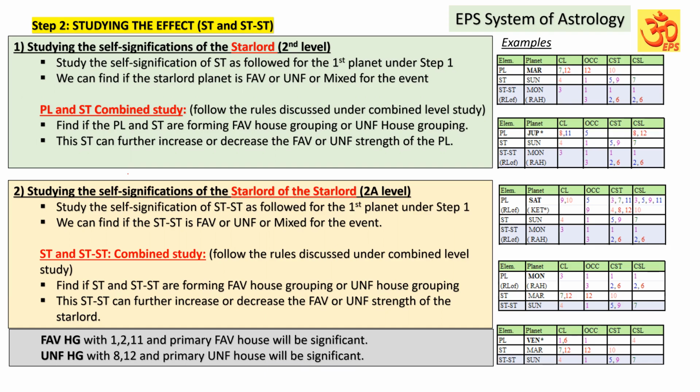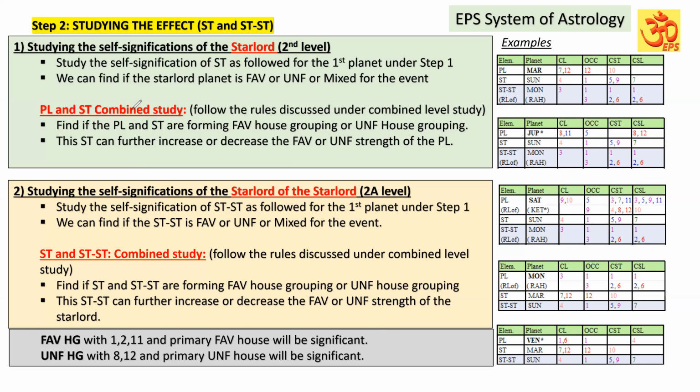First, studying the self-signification of the Starlord, that is, the second level planet. Study the self-signification of the Starlord planet as followed for the first planet under step 1. How we studied the self-signification of the first level planet under step number 1, the same thing we can follow to study the self-signification of the Starlord. That way, we can find if the Starlord planet is favorable, unfavorable or mixed for the event.